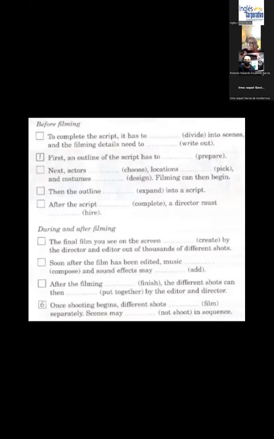The different shots are put together by the editor and director. Once shooting begins, shots are filmed separately, scenes maybe not shot in sequence.